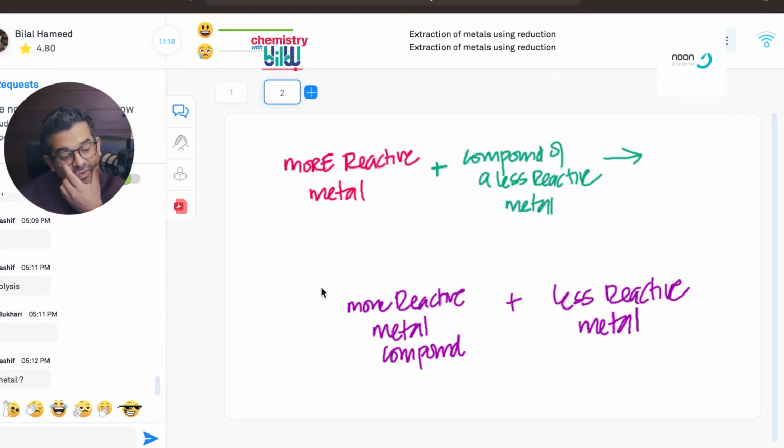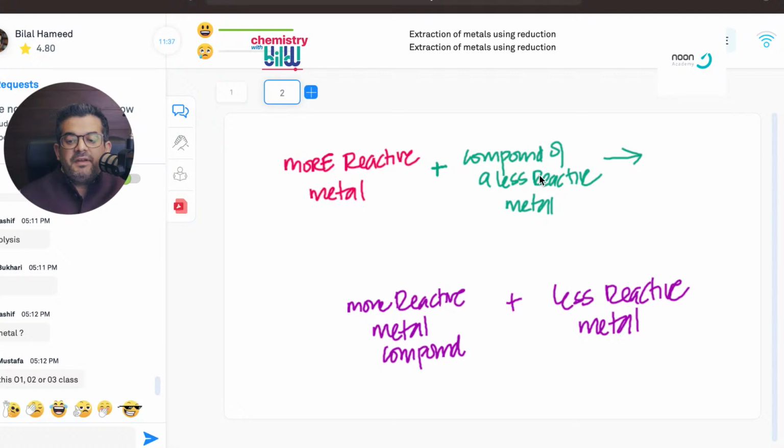Now, for those of you who've done extraction of iron, that's exactly what happens there. Extraction of copper, that's exactly what happens there. So those are the things that we want to think about and work on, because it has a lot of use in real life. Okay.